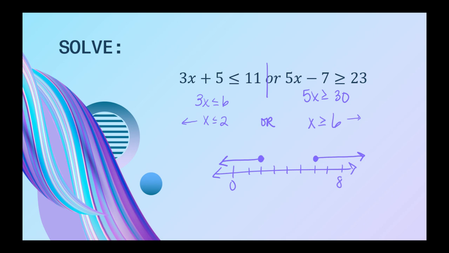Now, let me back up a second. How did I know that those were closed circles again? Because they both had the equal sign underneath the inequality. Oh, that's a terrible arrow, sorry. That's how I know they're closed circles. And then how do I know that they're pointing opposite directions? Because this is an or. An or always means that the arrows are pointing away from each other, okay?